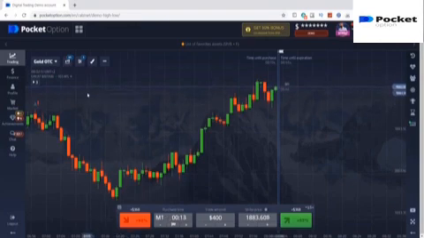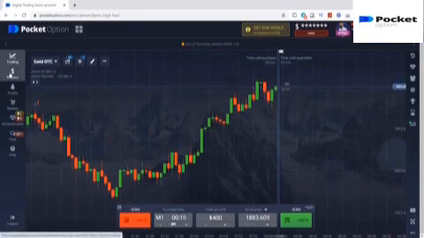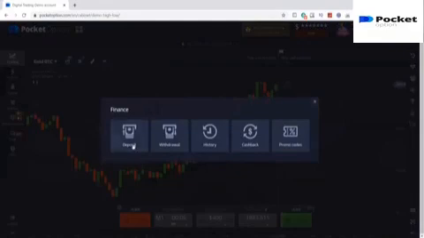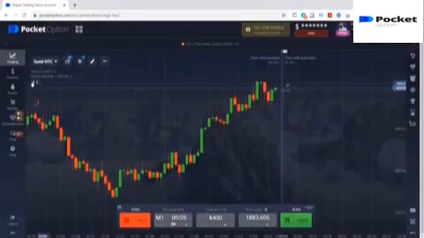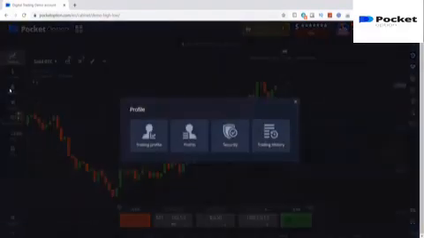Now let's say you want to deposit or withdraw money and so forth. All you've got to do is click on the finance tab over here on the left side of my screen. You will see deposit, withdraw, your history, cashback, promos, etc. Also, if you go down one more tab to your profile, you will see your trading profile, your regular profile, and trading history, and all that good stuff as well.